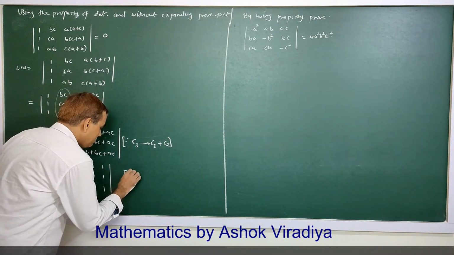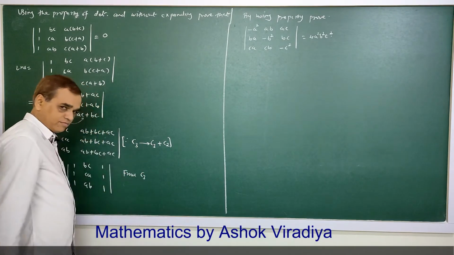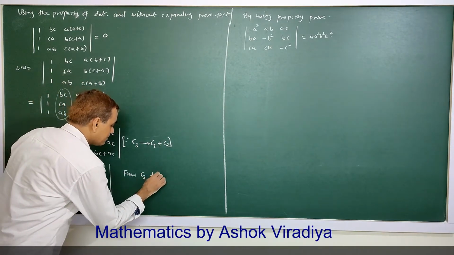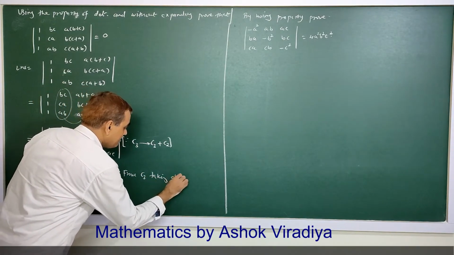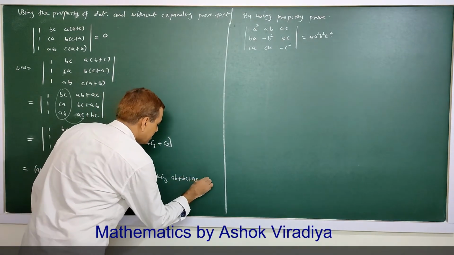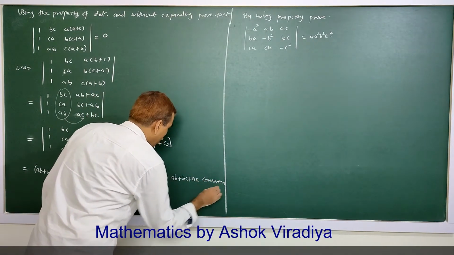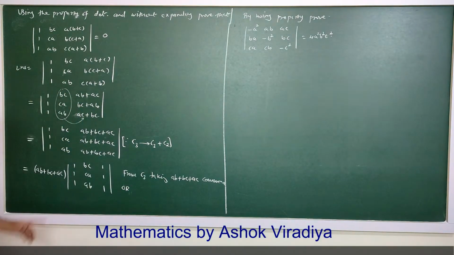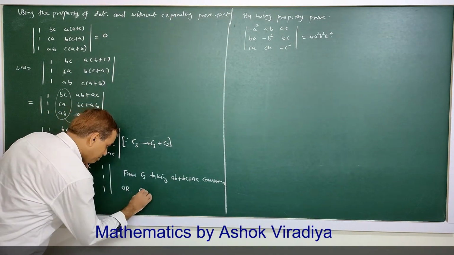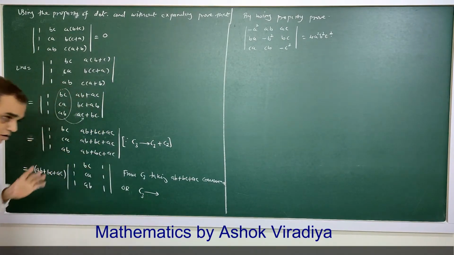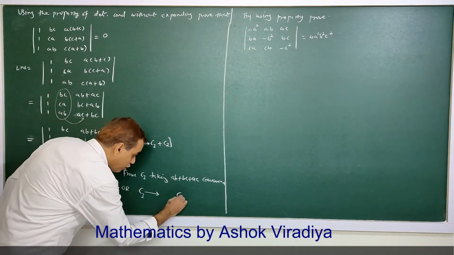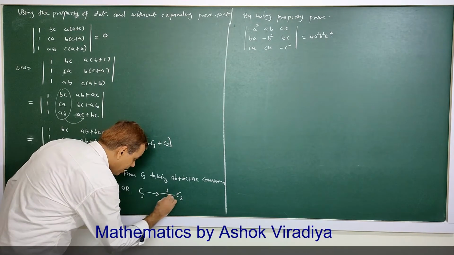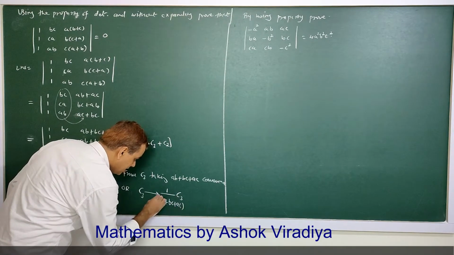From the third column taking AB plus BC plus AC common, or this operation can be performed as follows. What is done in the third column? The third column is multiplied by AB plus BC plus AC.